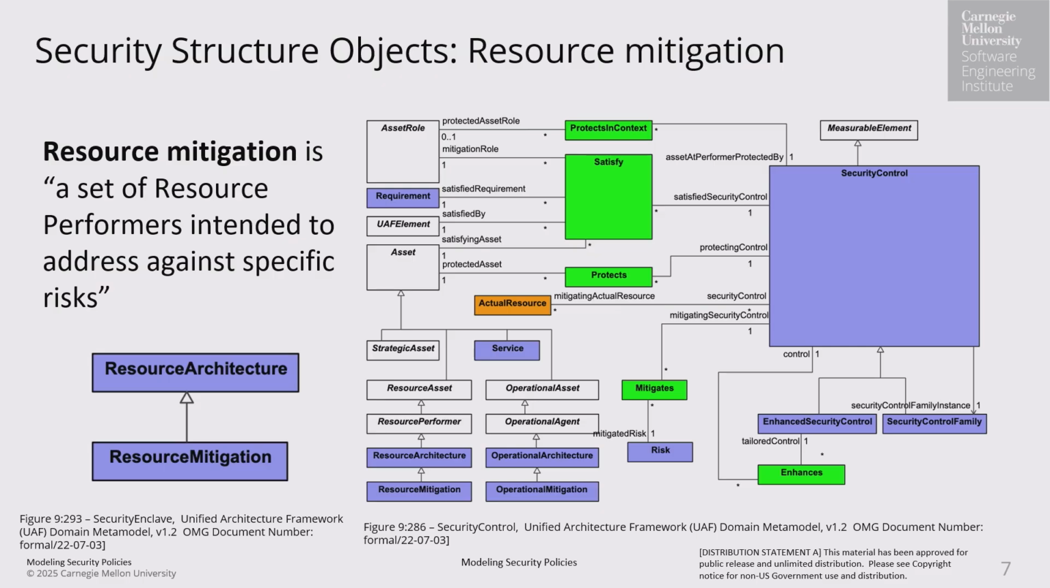And the last one, which I picked, is the resource mitigation, which is supposed to be a construct, a resource performer object that should help us address specific risks, right? And according to the specification, resource mitigation is derived from resource architecture. And you could see that resource mitigation can be connected to assets, right? Because it's an asset itself. It could be connected to security controls.